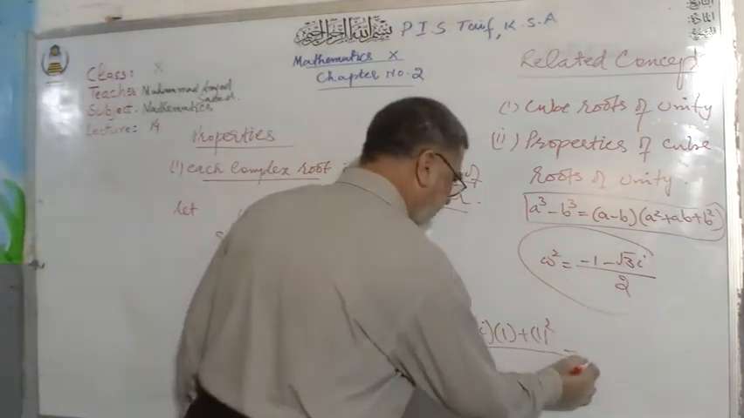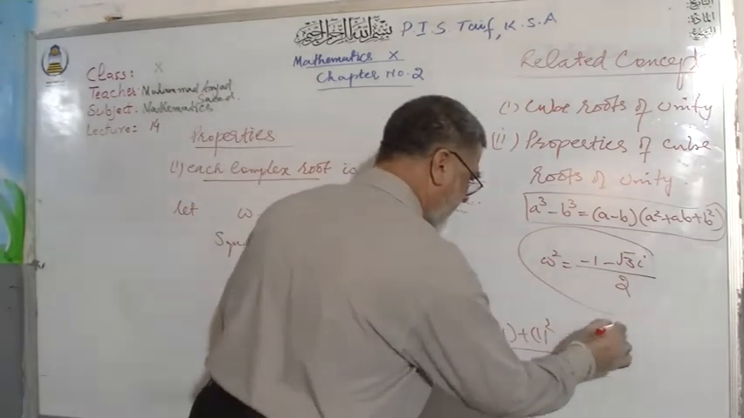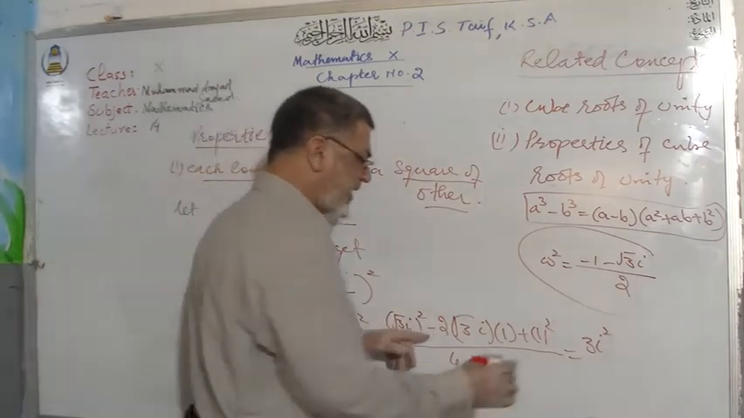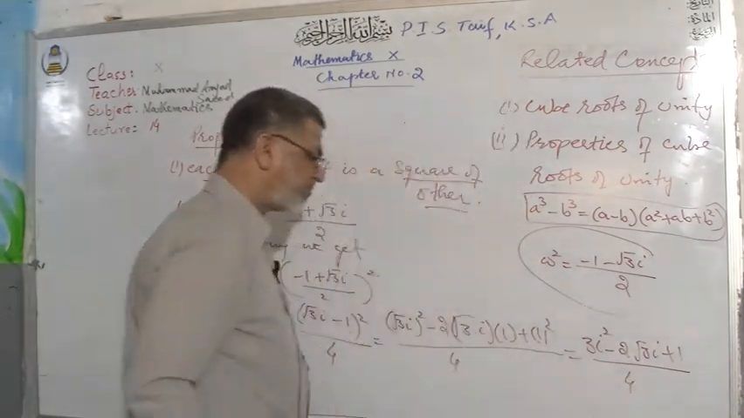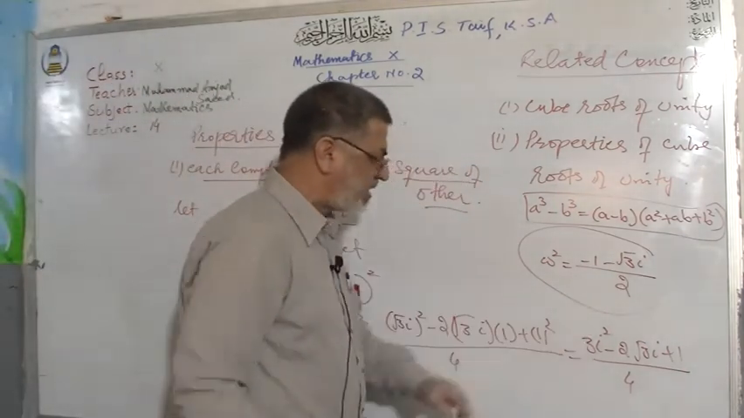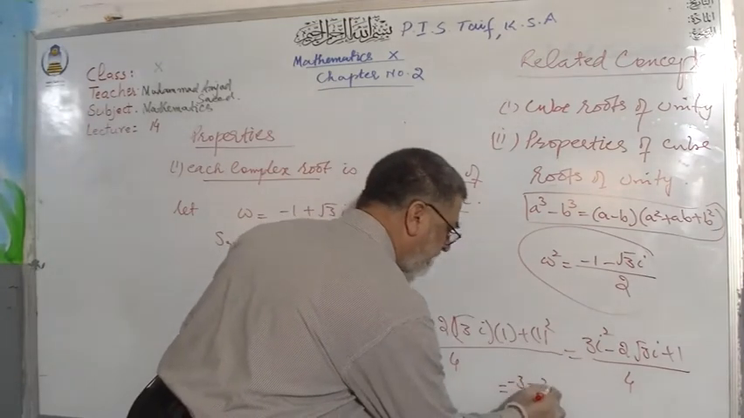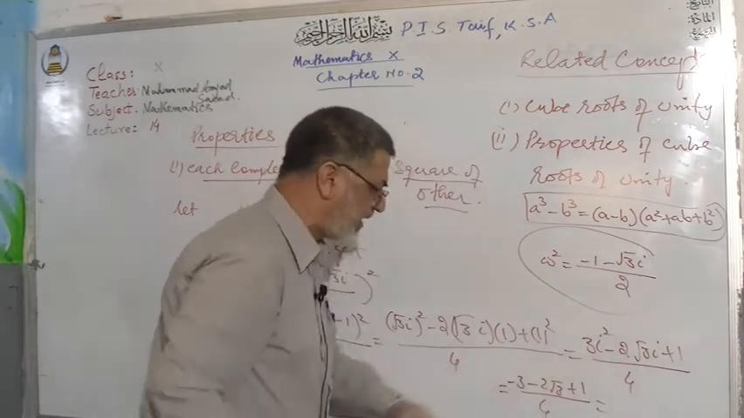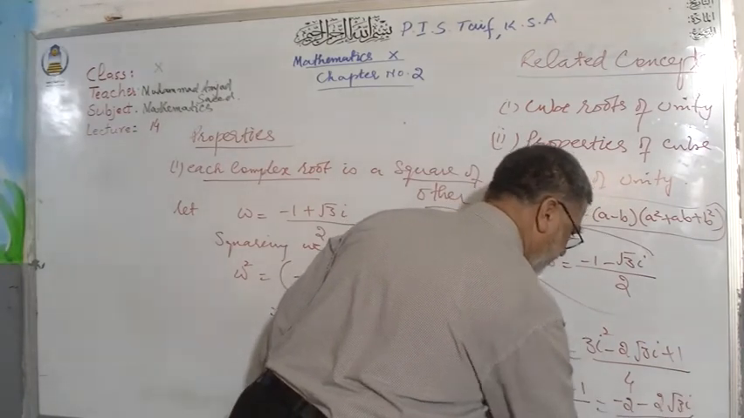That is equal to, remember that this is the square of this, it will be 3 iota square. Square and square root cancel out, 3 iota square. Minus 2 into 3 under root iota plus 1 over 4. Remember that iota square is always equal to -1. So here you will write down -3, -2 into 3 under root iota plus 1 over 4. -3 plus 1 is -2. So -2 into 3 under root iota over 4.